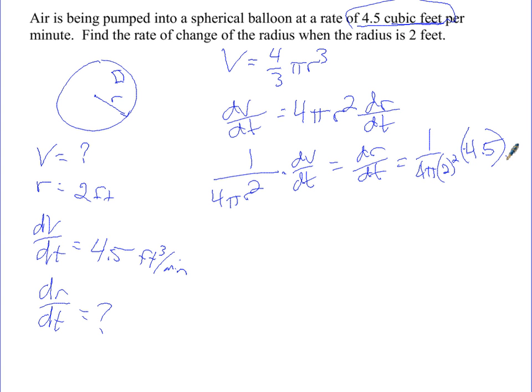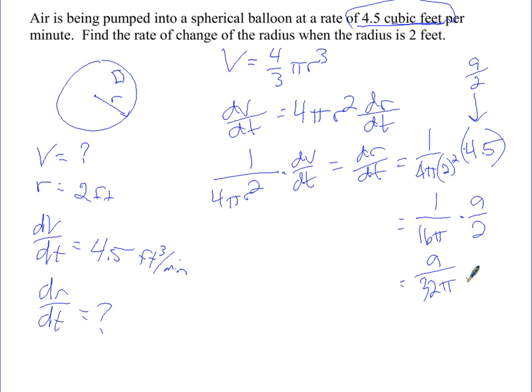And then simplify that down. I'd get 1 over, this is 4, so that's 16 pi. And now this 4.5 is like 4.5, which is 9 halves. So I'm going to write that as times 9 halves. So I get 1 times 9, which is 9, over 32 pi.